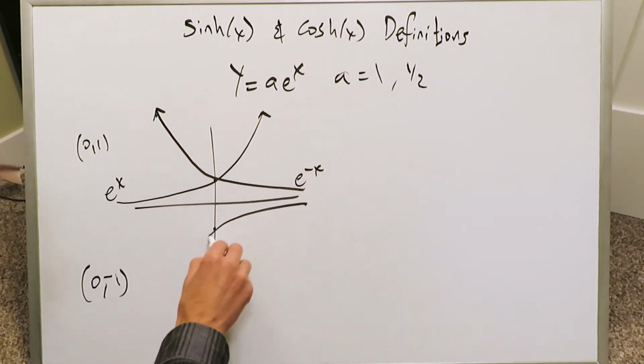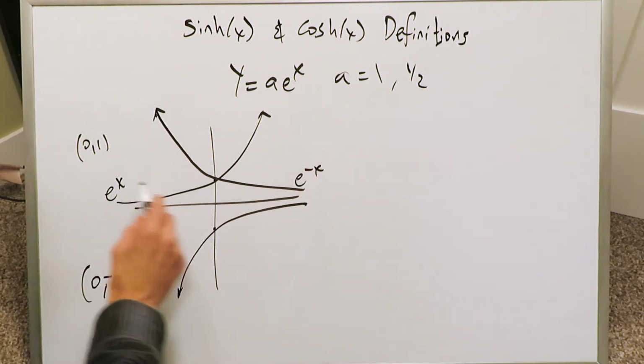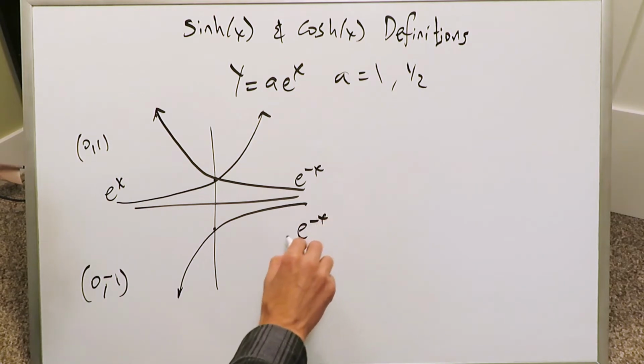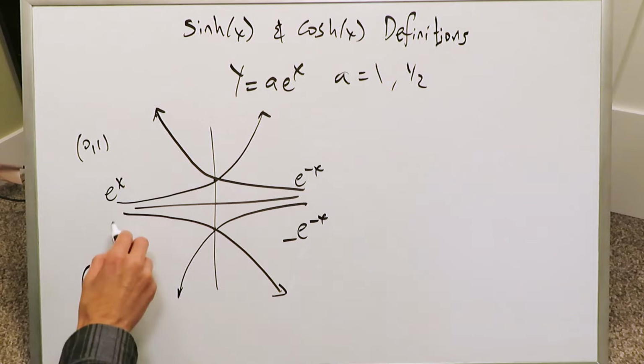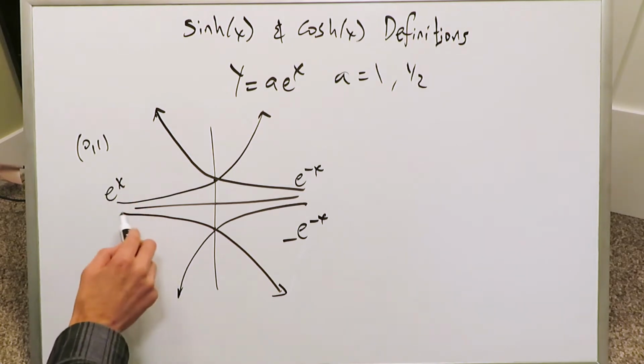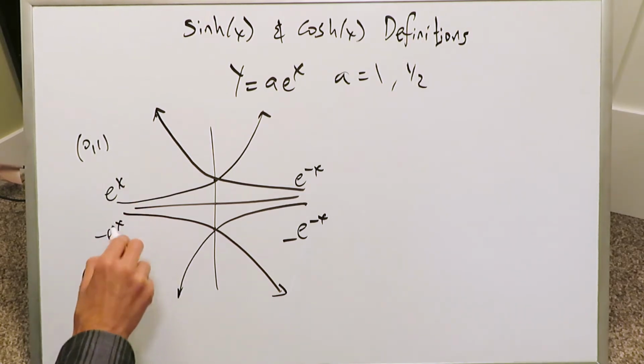You have something which comes across from this direction. It's a double reflection of e to the x. It's e to the minus x with a minus here. And then you have something which comes across looking over here, which is a reflection of e to the x across the x-axis, and that's minus e to the x.